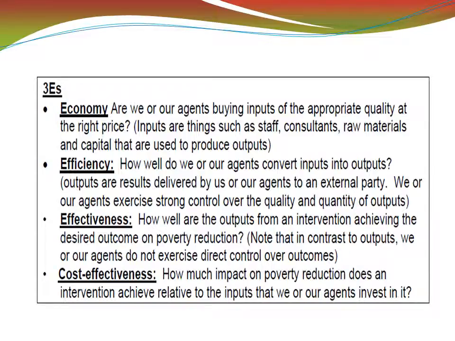This is taken from the DFID manual on value for money and defines economy, efficiency, and effectiveness. So economy, are we or our agents buying inputs of the appropriate quality and the right price? Efficiency, how well do our agents convert inputs into outputs? And you saw that in the diagram. And effectiveness is how well are the outputs from an intervention achieving the desired outcome on poverty. It talks about poverty here, but it can just as easily be used for any project or looking at outcome.